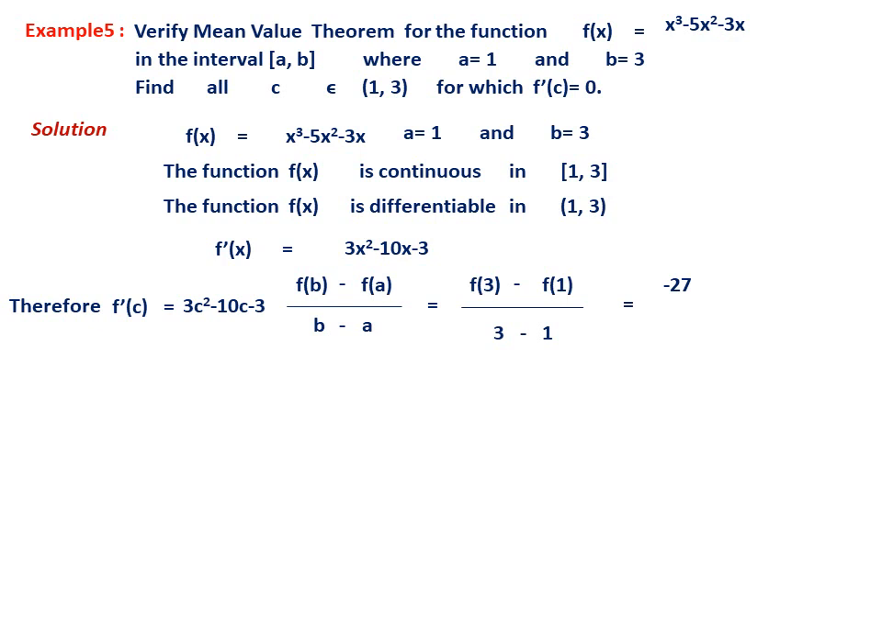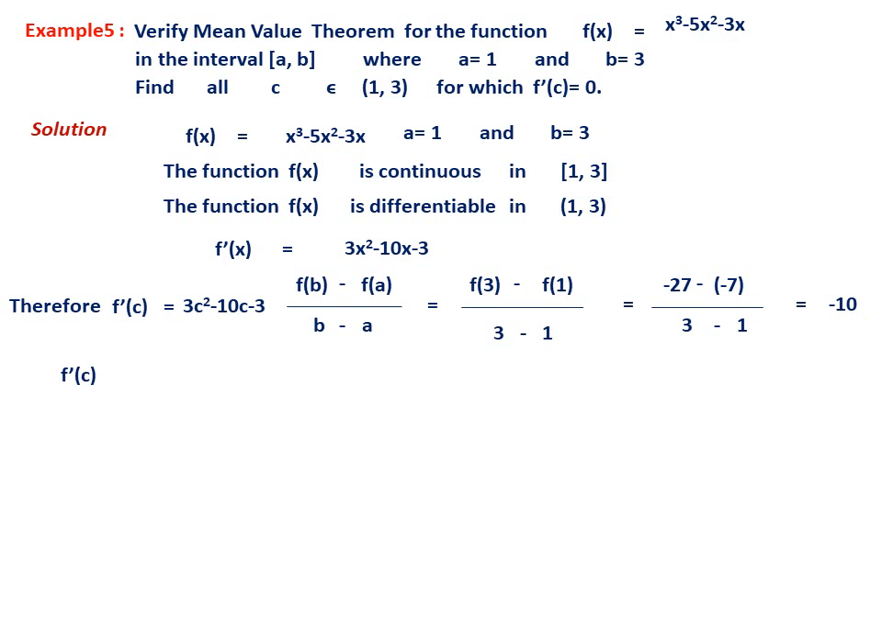Now what is f of 3? This is minus 27. You can check: 3 cube minus 5 into 3 square minus 3 into 3. So this is minus 27. Minus f of 1, which is minus 7, you can check, divided by 3 minus 1. Now simplify: minus 27 minus of minus 7 is plus 7, so it is minus 20. Below it, 3 minus 1 is 2. Therefore it is minus 10.